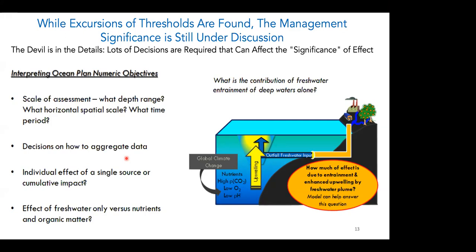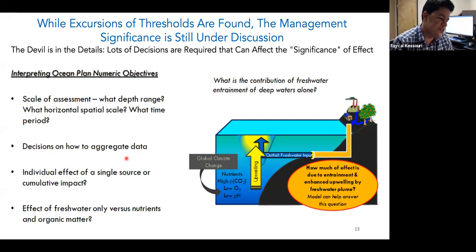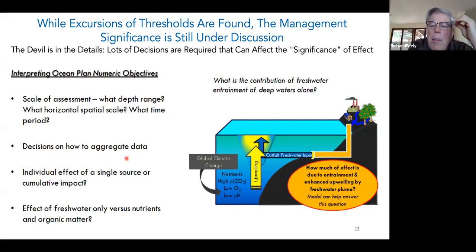There are also other questions to help interpret this numerical objective, which are, for example, other factors that could change the shape of the plume or change the answer resulting from the model. One of them is what is the actual effect of freshwater versus the effect of nutrients only. I'm coming back to this example by the end of my presentation.